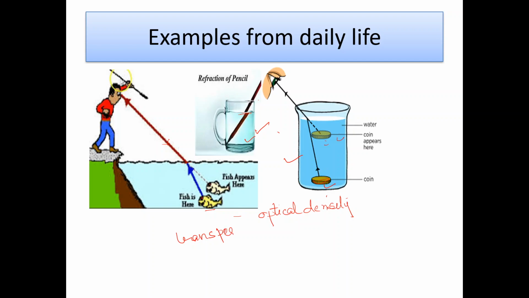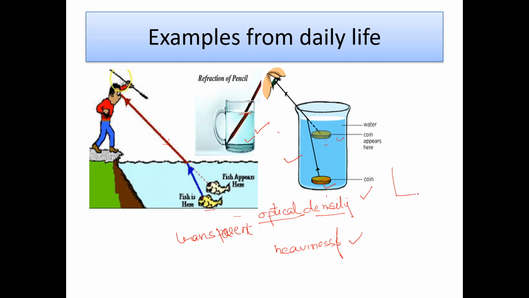So what does optical density mean? It is the ability of the medium to bend the light rays. It is different from mass density. Mass density tells you how heavy the object is, the heaviness or the lightness of the object. It doesn't mean that if optical density is more, the material is heavy.